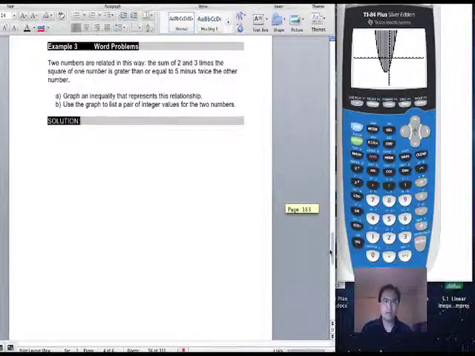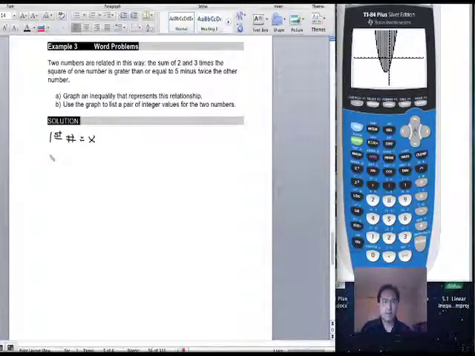Okay, last word problems. So the word problems has kind of a formula to it. There's kind of step by step. So if you follow the steps, it really helps you. Two numbers are related in this way. So you've got two numbers. So let's call the first number x. Break it down. And the second number equals y. The sum of 2 and 3 times the square of one number is greater than or equal to 5 minus twice the other number.